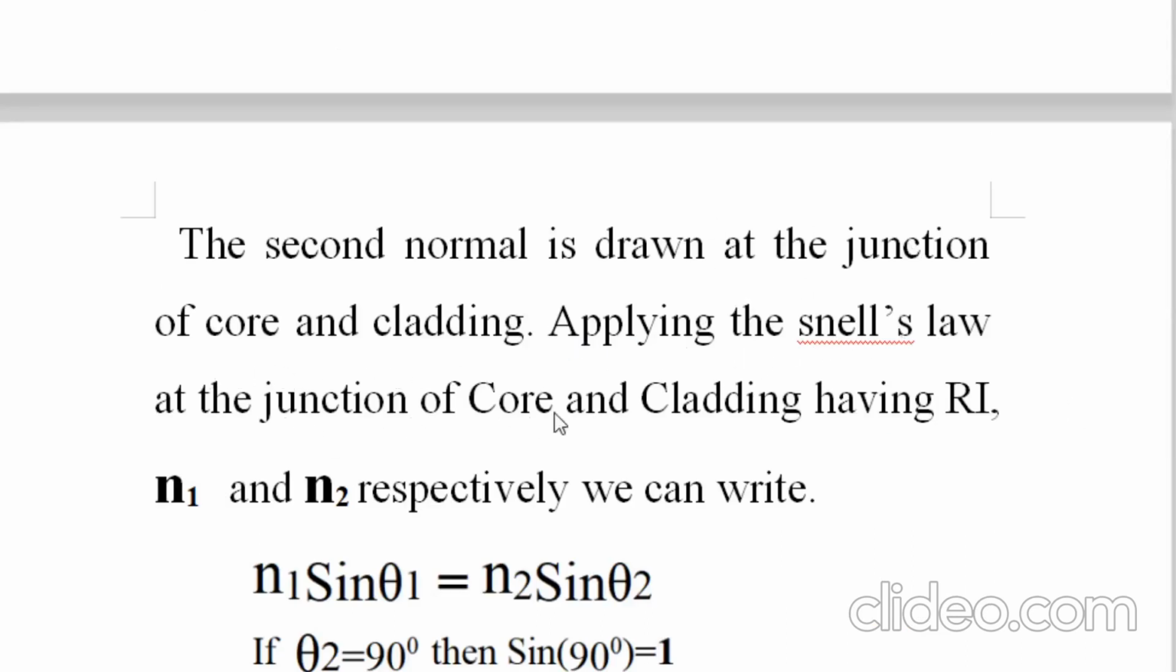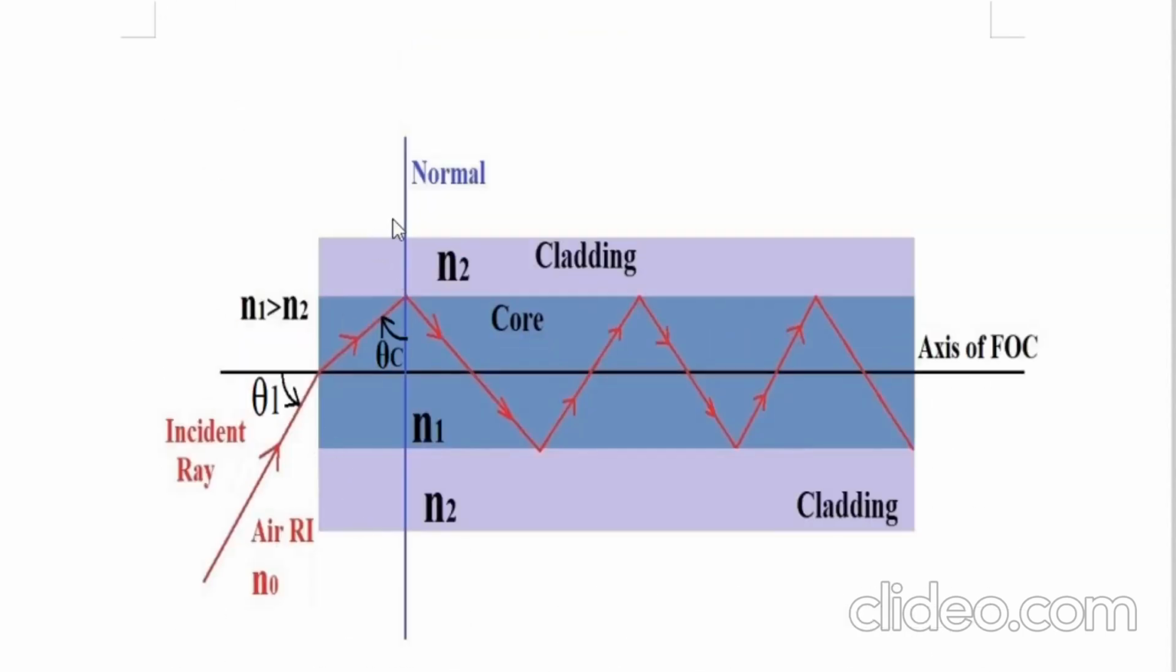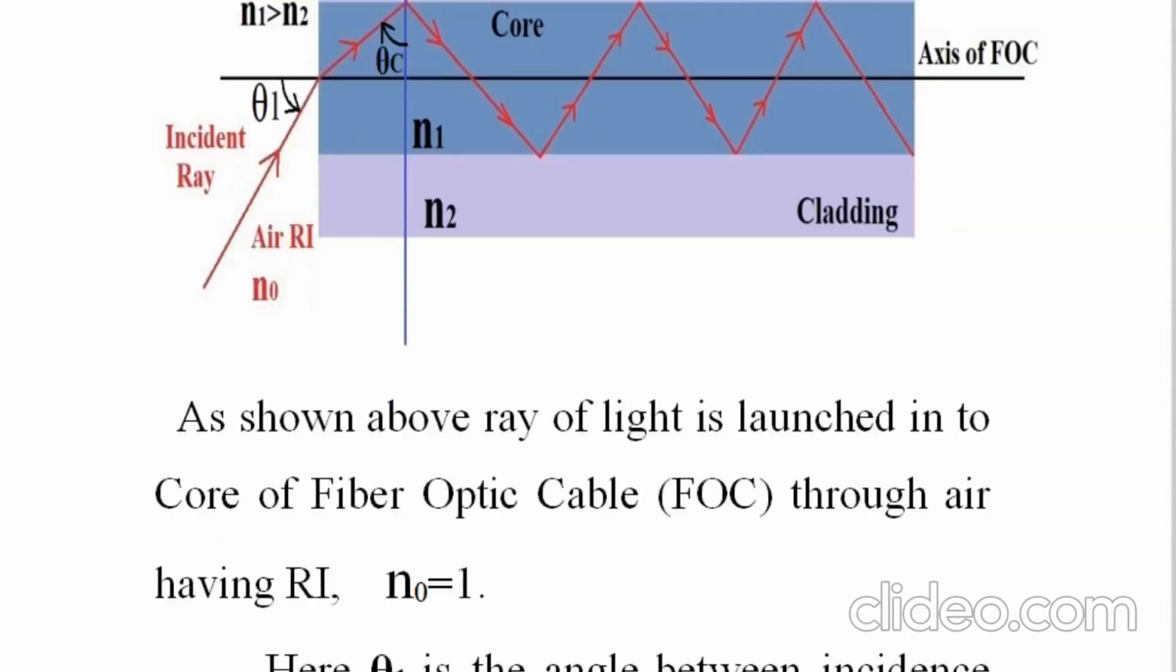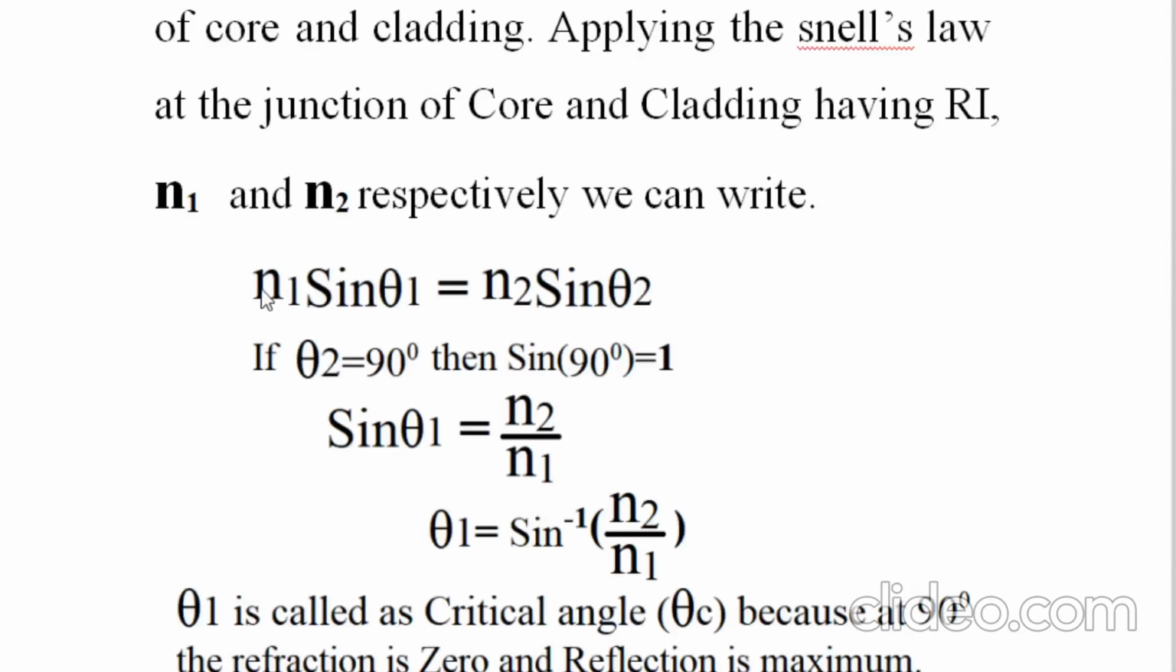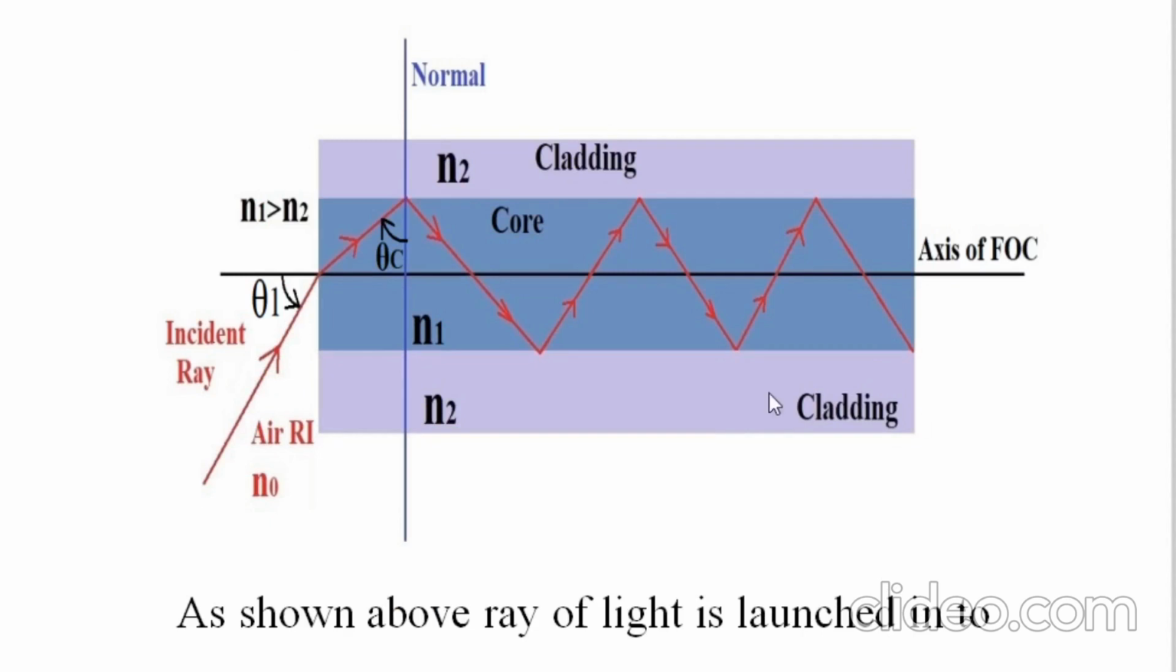Apply Snell's law at the junction of core and cladding, having refractive indices N1 and N2 respectively. So the refractive index of core is N1 and the refractive index of cladding is N2. If you apply Snell's law at the junction of core and cladding, then you can write the equation N1 sin theta 1 equal to N2 sin theta 2. N1 is the refractive index of core, N2 is the refractive index of cladding. So theta 1 is what angle? Theta 1 is the angle of the incident ray with the normal.